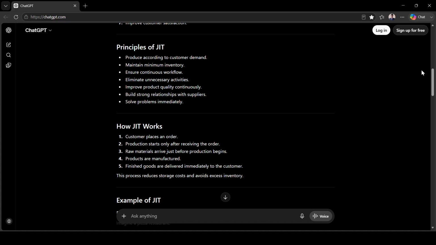And how does JIT work? The customer places an order. Production starts only after receiving the order. Raw materials arrive just before production begins. Products are manufactured. Finished goods are delivered immediately to the customer. The process reduces storage cost and avoids excess inventory.